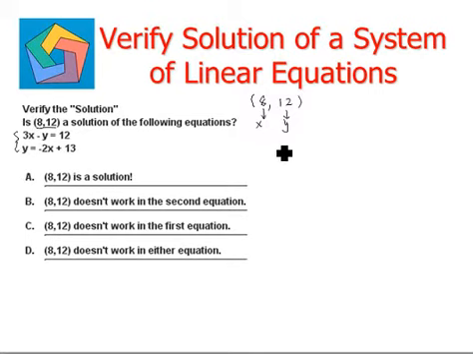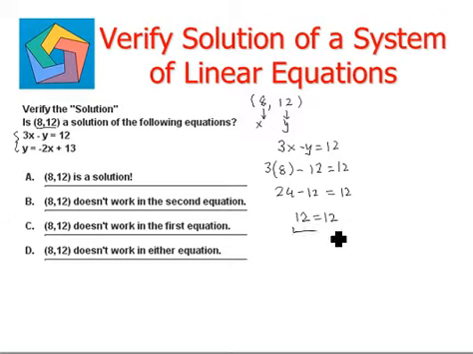So let's write the first equation, 3x minus y equals 12. We plug x equals 8: 3 times 8 minus 12 equals 12. We'll write the number 12 also simultaneously. 3 times 8 is 24, minus 12 equals 12. 24 minus 12 is 12, equals 12. Now we see that 12 equals 12 is true. That means 8, 12 satisfies the first equation.